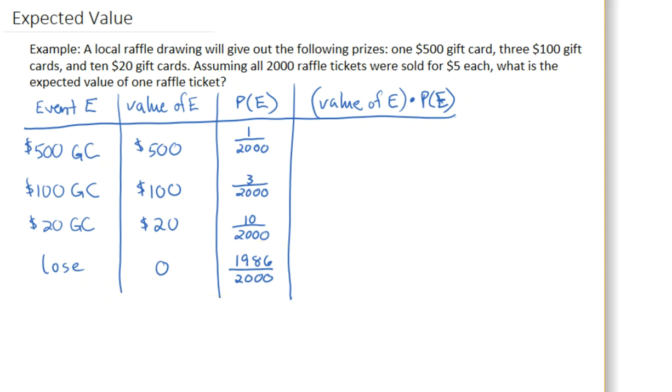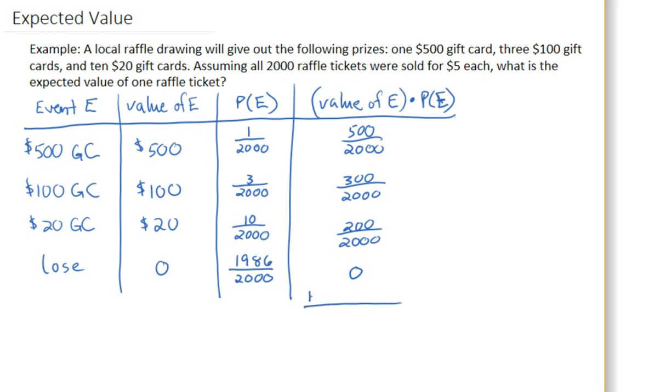Okay, so I don't want to reduce any of my fractions. The math is easier if you don't, unless you're leaning on your calculator, but now we're just going to multiply these across. Now multiplying a number times a fraction, we're just multiplying the numerator. So this first one I'm going to get 500 over 2,000, and then the next one I get 300 over 2,000, and then this one I'm going to get 200 over 2,000, and then 0 times anything is 0, so that zeroes out. So we found our products, and so that's really what we use to find the expected value.